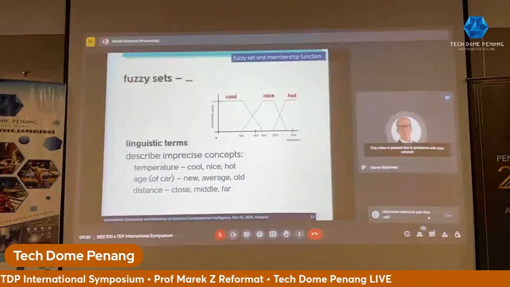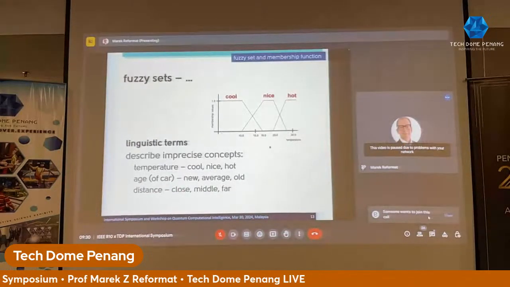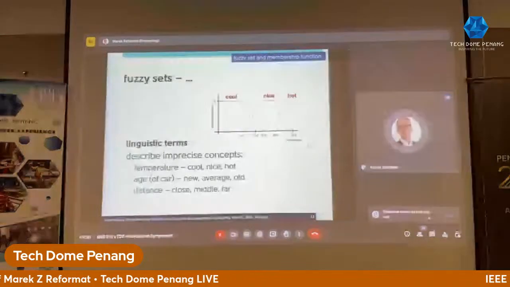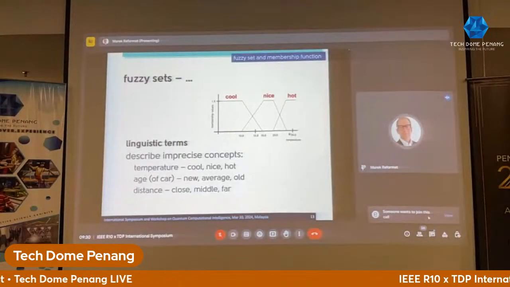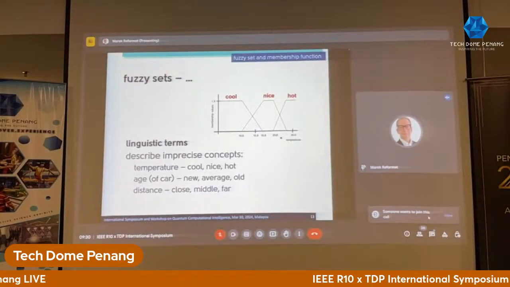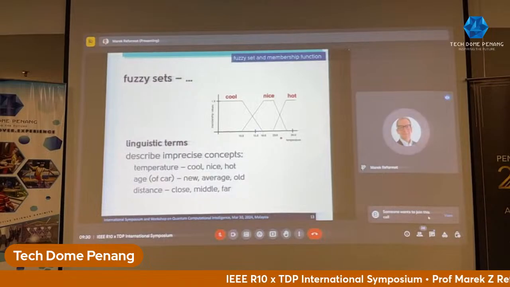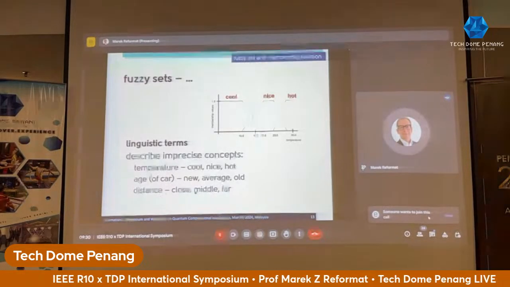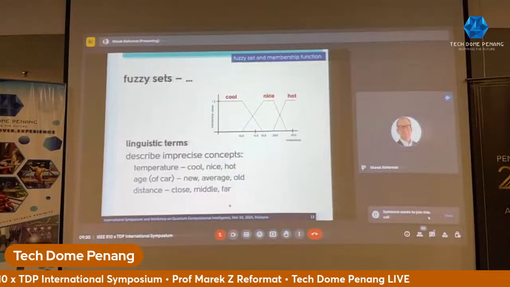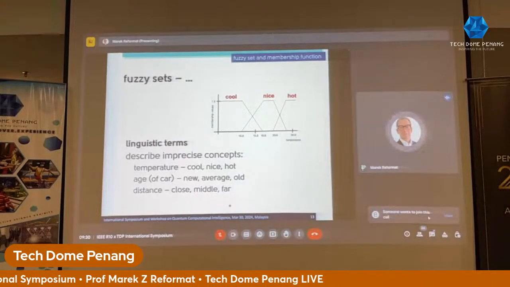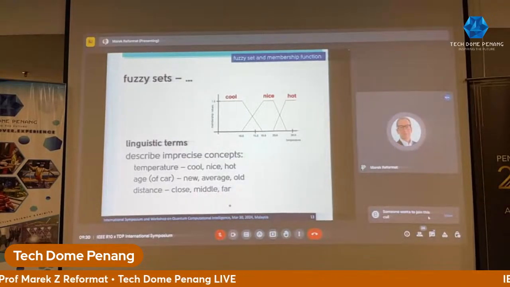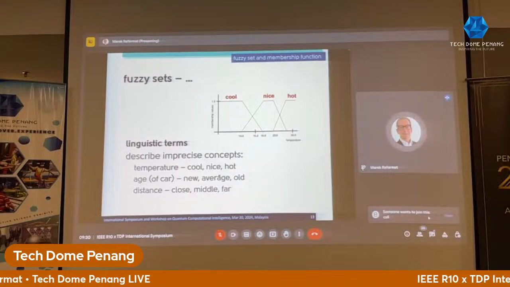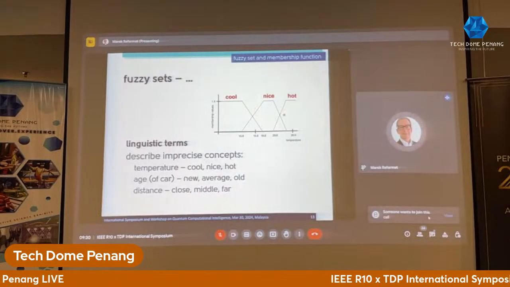Of course, in this particular case our universe of discourse is temperature, but we can define any type of domain. For example, in the case of age it could be years, and in the case of distance it could be kilometers. And in this case, we identify what range of values satisfy our membership to a given set.